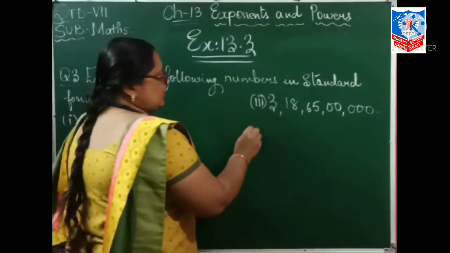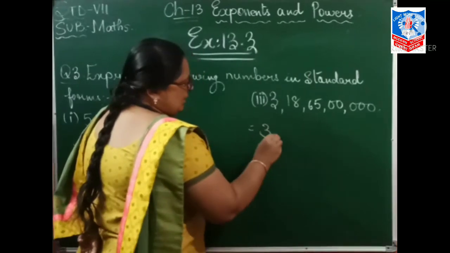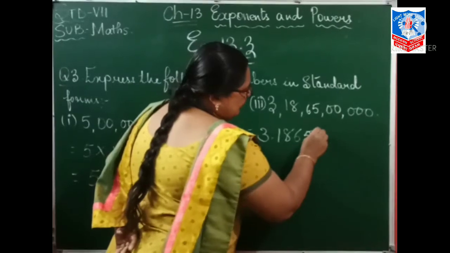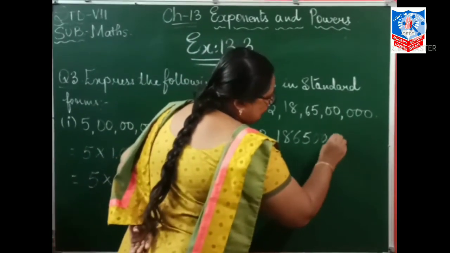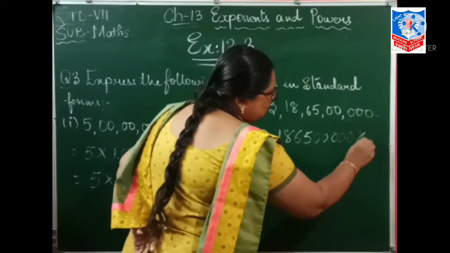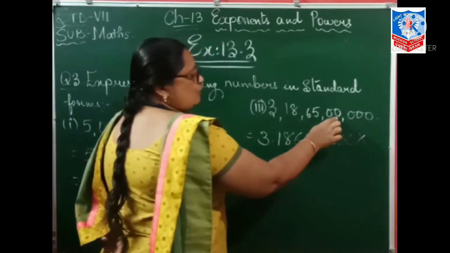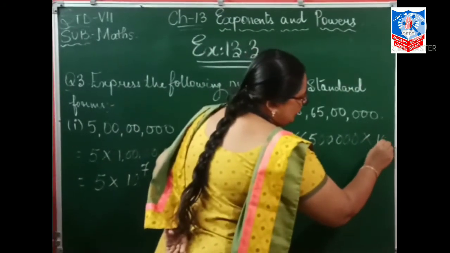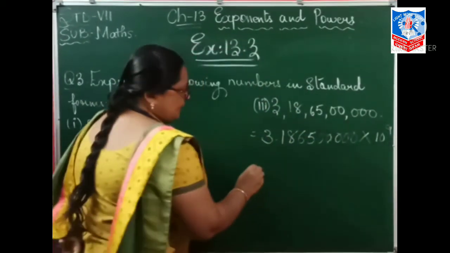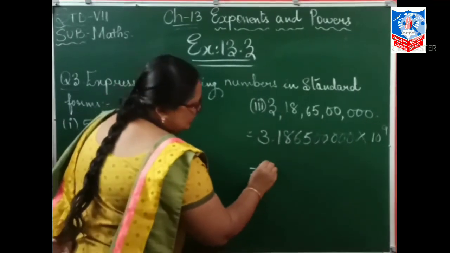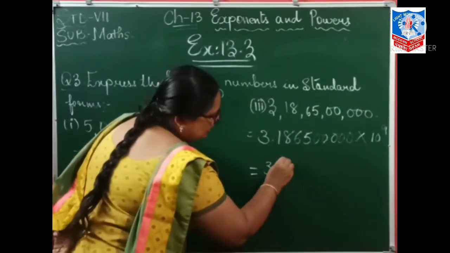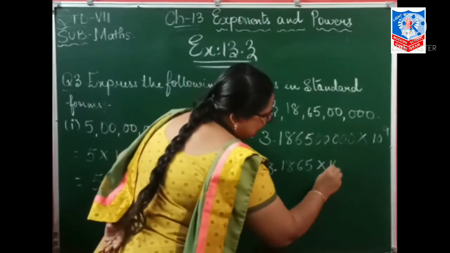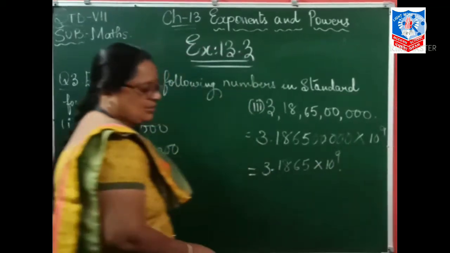Now next, here, how we will write this in standard form? After 3, we will put the decimal point. So 3.186500000 into 1, 2, 3, 4, 5, 6, 7, 8, 9. 10 raised to the power 9. So standard form of this is 3.1865 into 10 raised to the power 9. Understood?